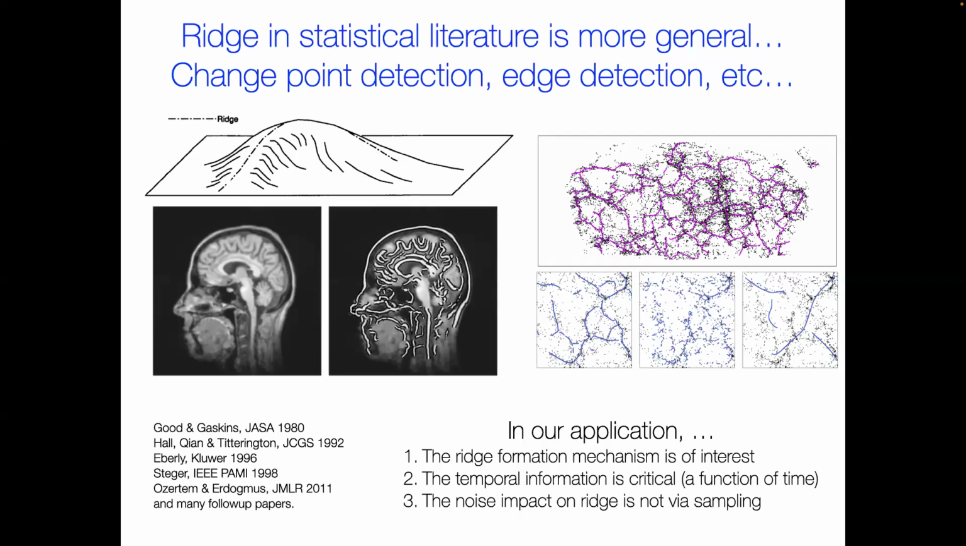Third, the noise impacts the ridge via different mechanisms. The noise in our application comes from the underlying signal, so it has been converted into the time frequency domain. But in other applications, the noise is attached to the image or the data set itself. So that is essentially the main difference. These are the main differences, and there are more. But what I want to say is that it is kind of similar, but a different topic.